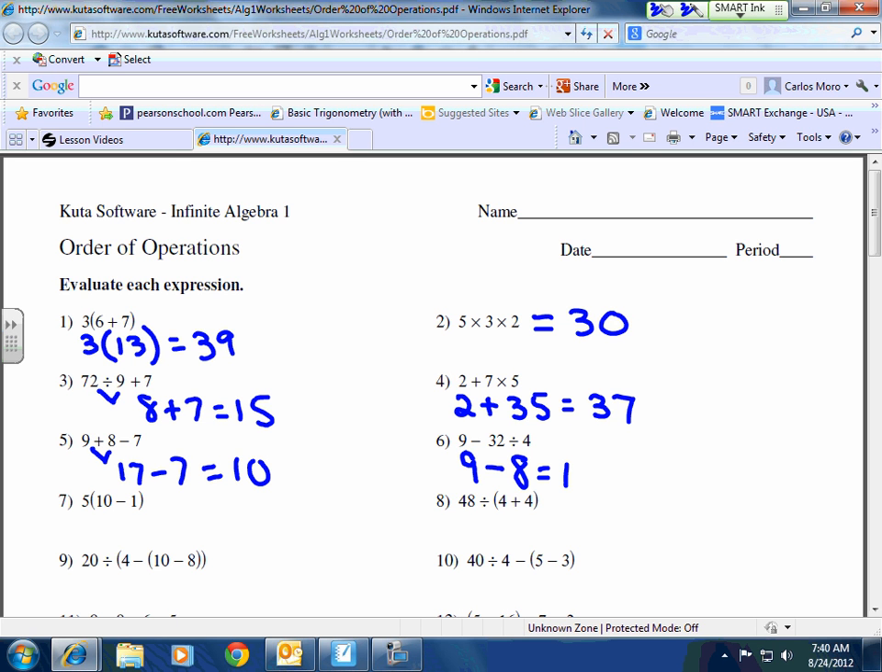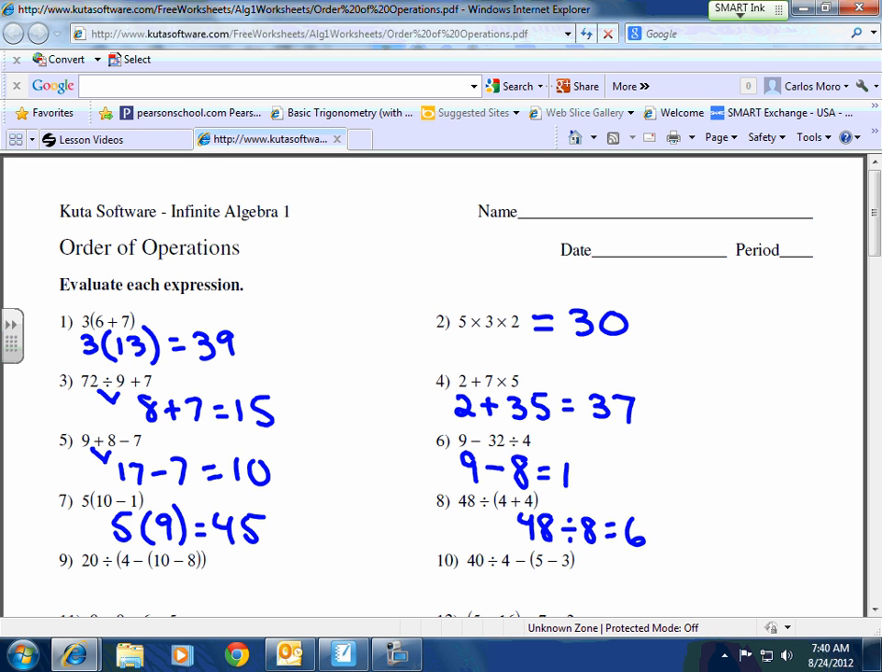I got 5 times (10 minus 1). So this is 5 times, calculate the parentheses first, that's 9. So that's going to be 45. I got 48 divided by (4 plus 4). So parentheses first. So that's going to be 48 divided by 8, which equals 6. Okay?